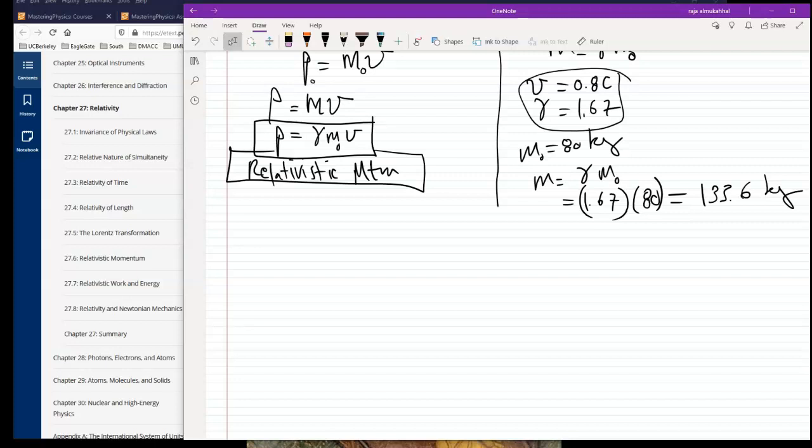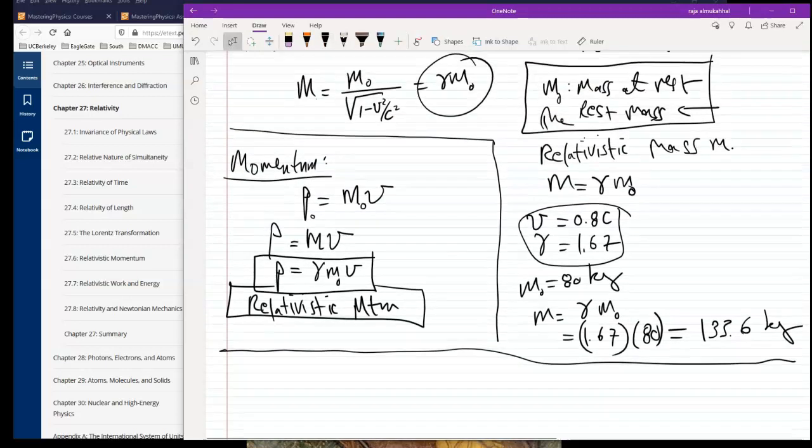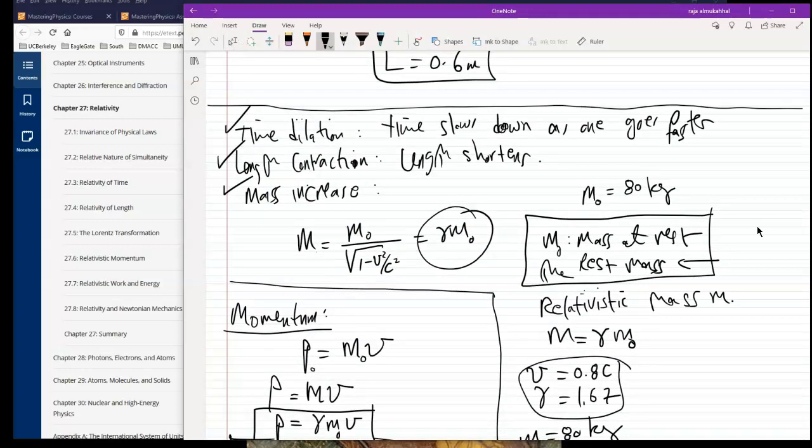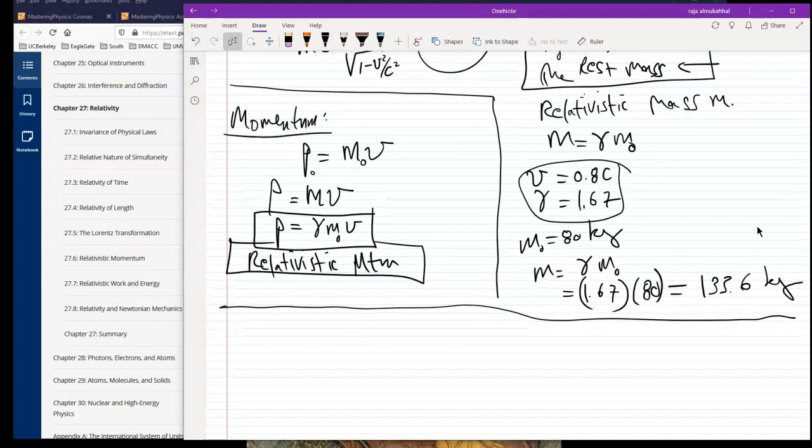Let me just talk about one more thing before I do a couple of problems, at least 2, maybe 3. I want to finish the concepts in this chapter. So, to recap, we talked about time dilation, length contraction, mass increase, and we said that there is also relativistic momentum, which looks like that. Again, we'll see how that works.